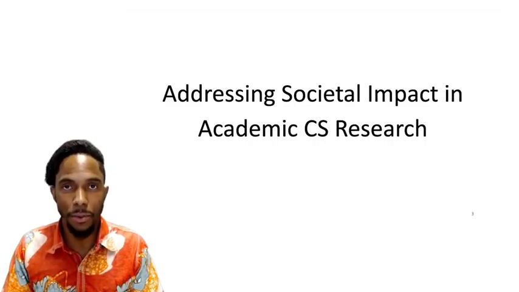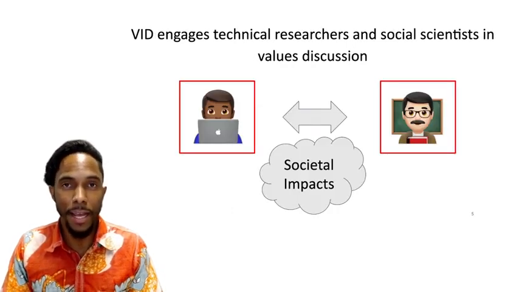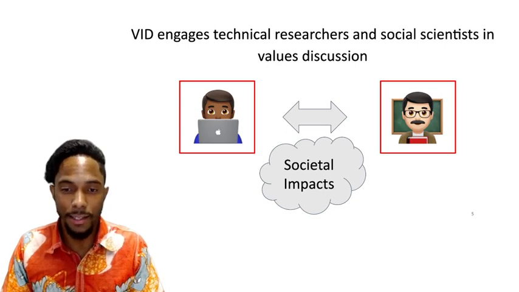HCI has long been concerned with finding ways to address the societal impact of computing systems. A key HCI approach to engage computer scientists in societal impact discussions is values in design, or VID for short. Work in VID has shown how values and societal considerations can be built into computing systems at the earliest stages of design. VID is typically done by engaging technical researchers and social scientists in critical dialogue during infrastructure development. In this vein, addressing societal impact is simply viewed as a matter of raising them to the awareness of computer engineers, with the hope that they can design and implement their systems differently.